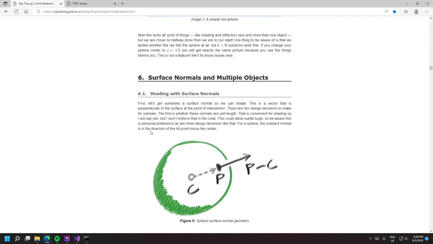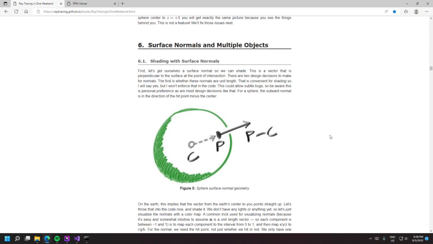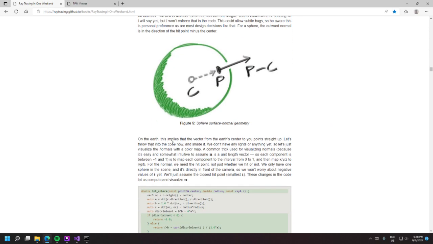The outward normal is in the direction of the hit point minus the center. Okay. On the Earth, this implies that the vector from... that's basically a definition of a normal. Otherwise, why would it be a normal vector? So okay.